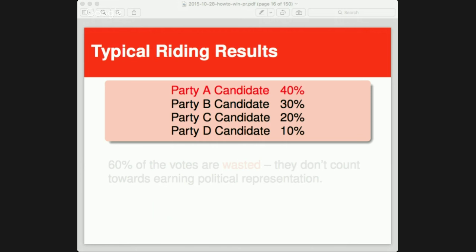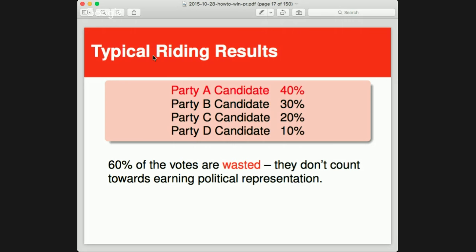Who did all the people who voted for party B help elect? The trash can? They helped elect nobody, right? Their votes did not actually help anybody get elected. So in Fair Vote Canada land, we used to call this wasted votes. All these people who voted for party B, C, and D, we call them wasted votes.